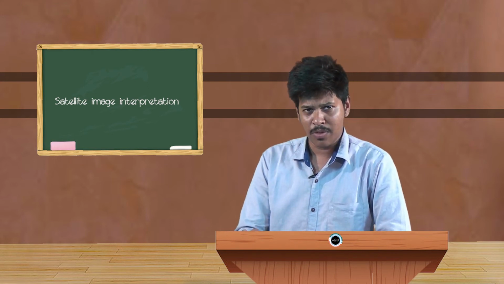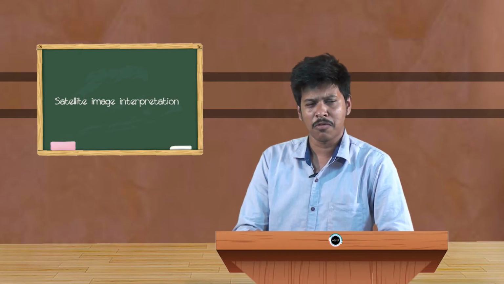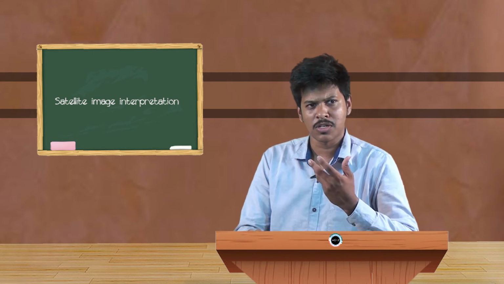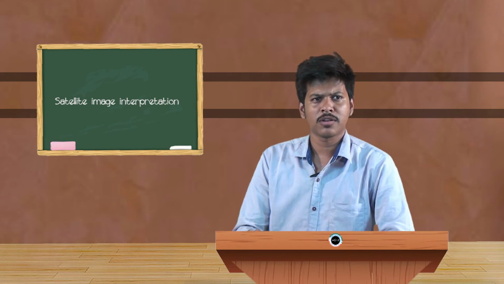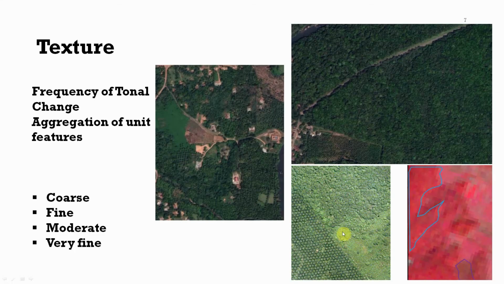For example, see here, you have a very coarse texture, which is probably a reserve forest, and adjacent to that you also have a fine texture, which is most possibly a vegetated or planted land. On the other hand, you also have a very fine texture almost adjacent to that. We can also see some regular textured vegetation. So that's how I differentiate a cropland and a plantation. You also have similar textures in the other two pictures.